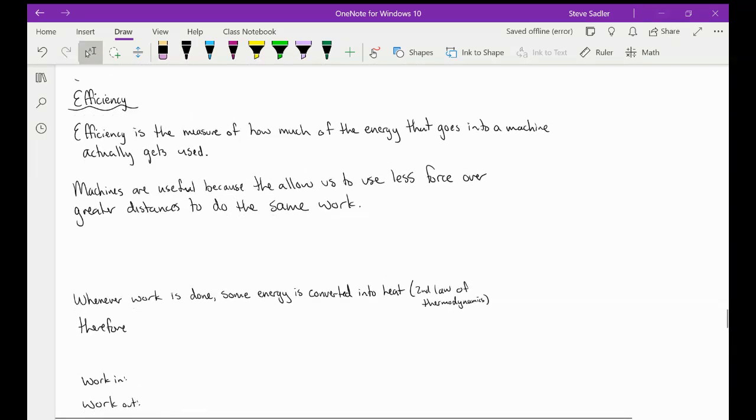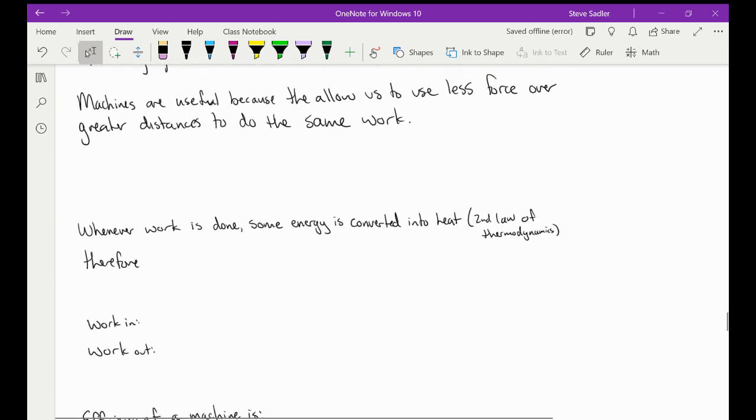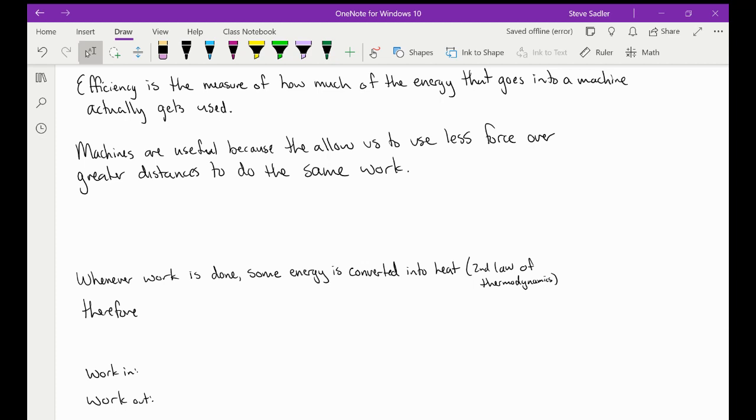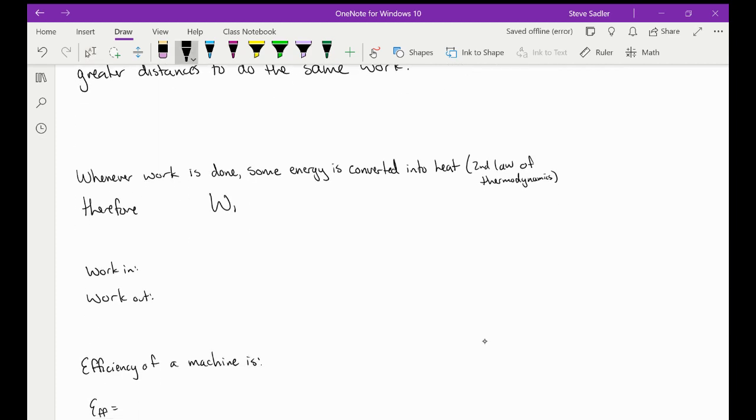Whenever work is done, some energy is converted into heat. Because of this, machines aren't 100% efficient. So there's going to be less work out than work in. You can think of it as this: work into a machine will be greater than work out of a machine.